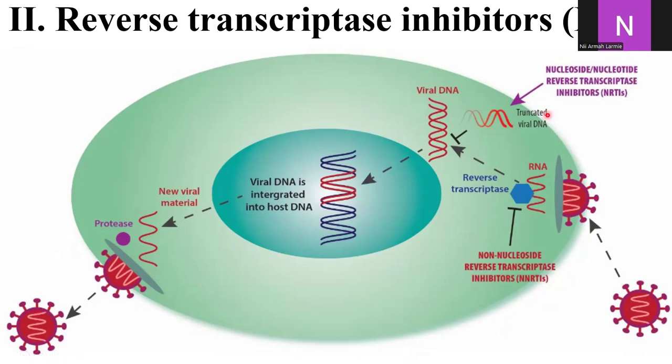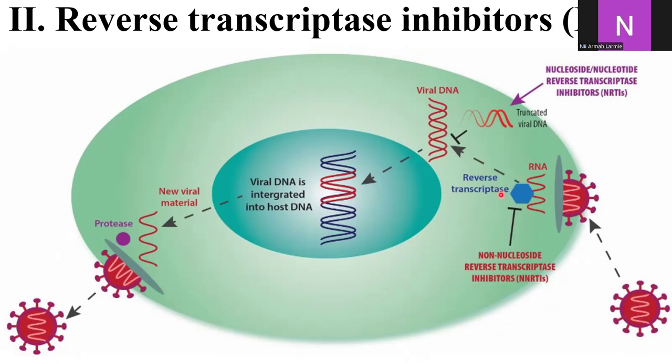Once it uncoats, for HIV the nucleic content is RNA rather than DNA. So the RNA must be converted to DNA before it can be integrated into the host DNA. To aid the HIV virus in converting RNA to DNA is the enzyme reverse transcriptase.